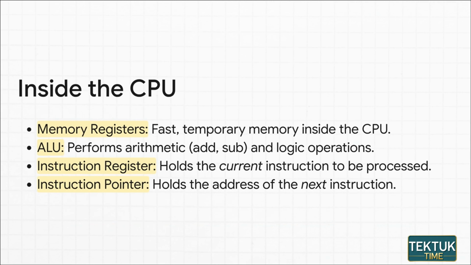Now, if we look inside that brain, there are a few key parts. You've got memory registers, which are like these tiny, ridiculously fast little scratch pads for doing quick math. Then there's the ALU, the arithmetic logic unit. That's the actual calculator that crunches the numbers. The instruction register holds the single command the CPU is working on right now. And the instruction pointer, well, this one's really crucial. It always points to the location in RAM of the very next instruction in line.